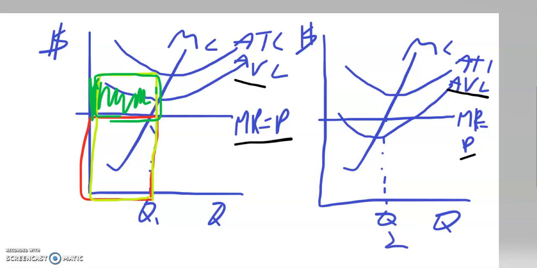so I'm terribly drawn, right? The price is greater than average variable cost. All right, so the firm on the left, they can't cover their variable cost. The firm on the right, they can. Now, let's think about what the difference is between the two.